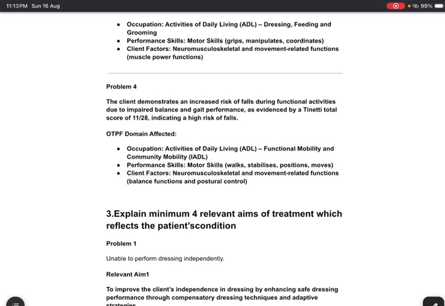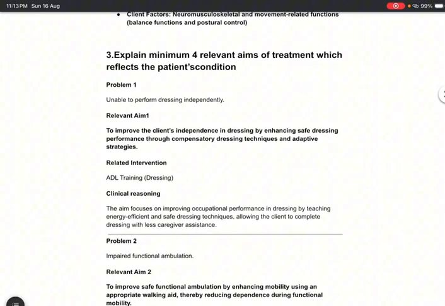Based on the 4 identified problems, I developed 4 relevant treatment aims. Aim 1, dressing. The first aim is to improve Mr. K's independence in dressing by enhancing safe dressing performance through compensatory dressing techniques and adaptive strategies. This aim is related to the ADL dressing intervention. The clinical reasoning is that Mr. K requires assistance during dressing, so teaching him simplified and safe dressing techniques may allow him to complete more parts of the activity with less caregiver assistance.